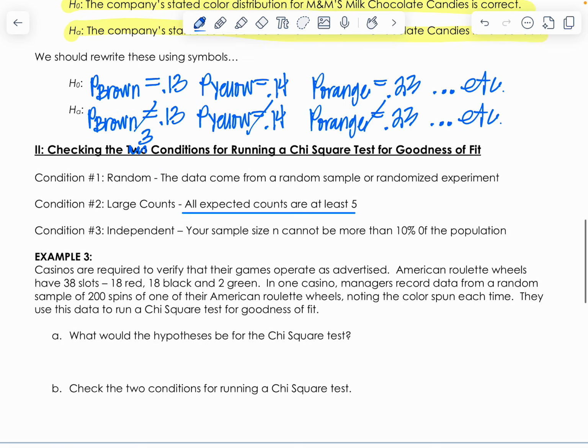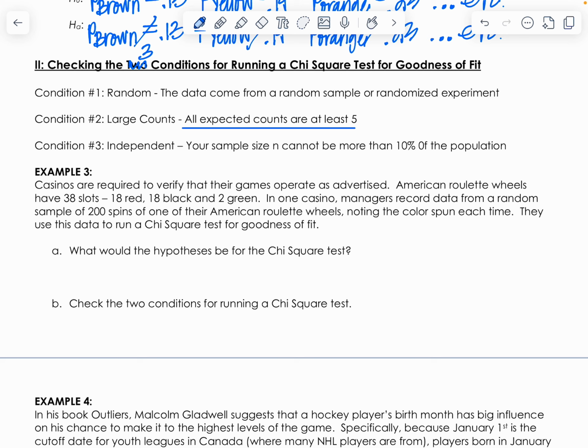Okay, so now we're going to look at a couple examples. Casinos are required to verify that their games operate as advertised. American roulette wheels have 38 slots, 18 red, 18 black, and 2 green. In one casino, managers record data from a random sample of 20 spins of one of their American roulette wheels, noting the color spun each time. They use this data to run a chi-squared test for goodness of fit.